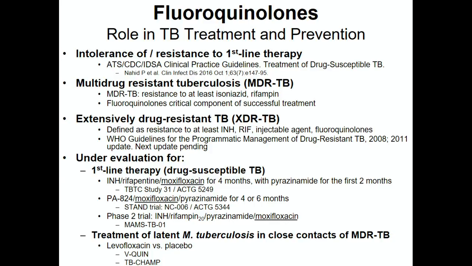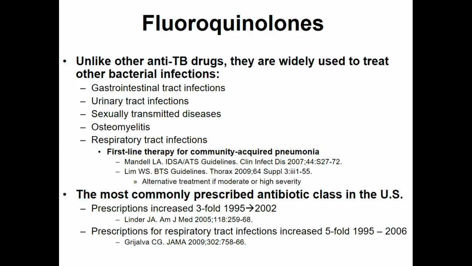They're under evaluation as first-line therapy for drug-susceptible TB: moxifloxacin together with isoniazid and rifapentine for 4 months, using pyrazinamide for the first 2 months. That's TB Trials Consortium Study 31, ACTG 5249. PA824 together with moxifloxacin and pyrazinamide is being evaluated in the STAND trial. And then INH and rifampin at a higher dose together with pyrazinamide and moxi is being evaluated in a MAMS trial. And for treatment of latent infection in close contacts of MDR-TB, there are also 2 studies looking at levofloxacin, VQuin and TB-CHAMP. So really an important class of drugs.